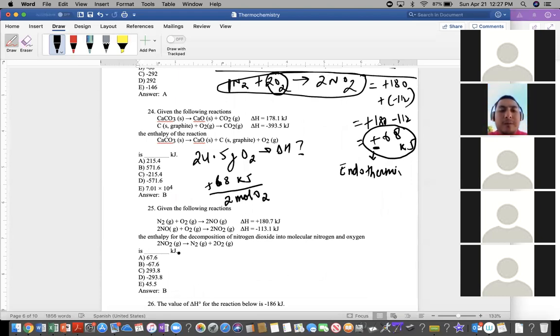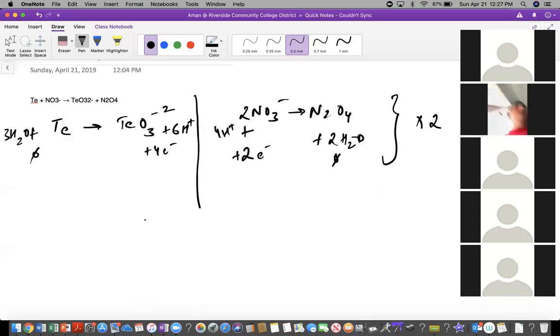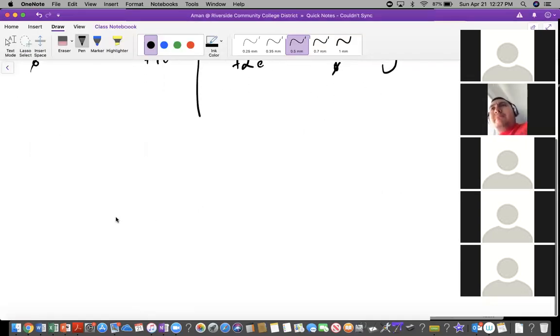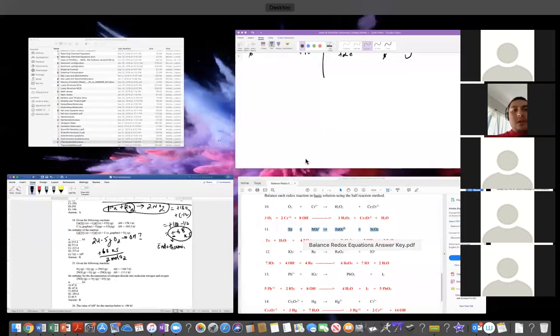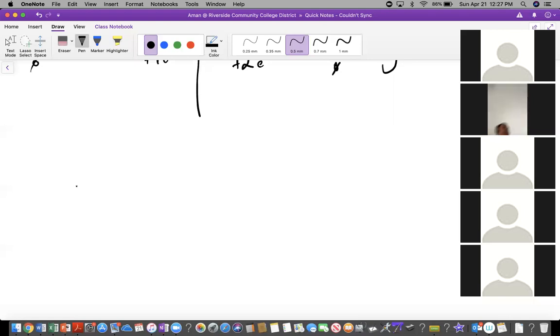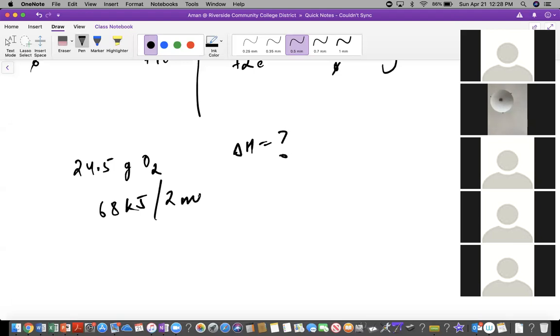So you take the grams of O2 to moles. The question says we have 24.5 grams of oxygen. We're trying to find the delta H. And then we are given that it's 68 kilojoules for every 2 moles of oxygen.